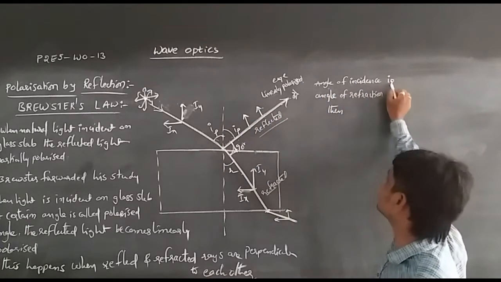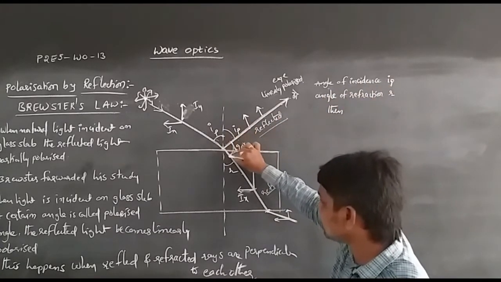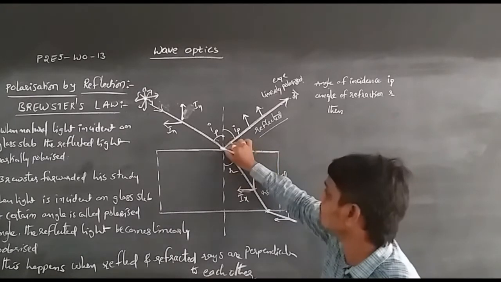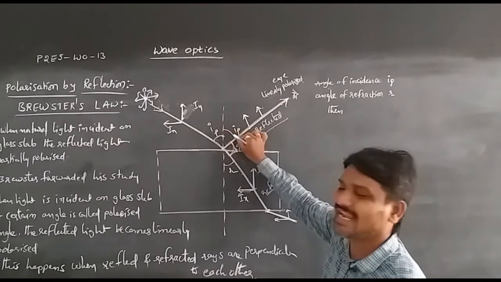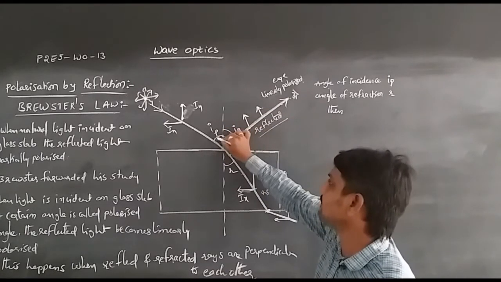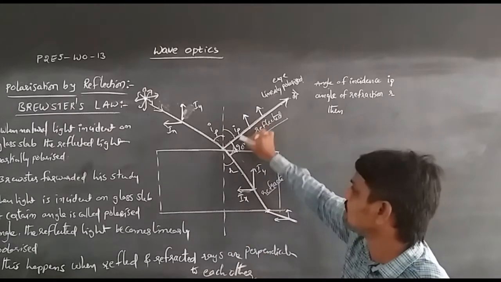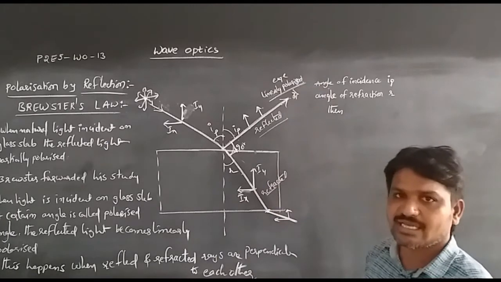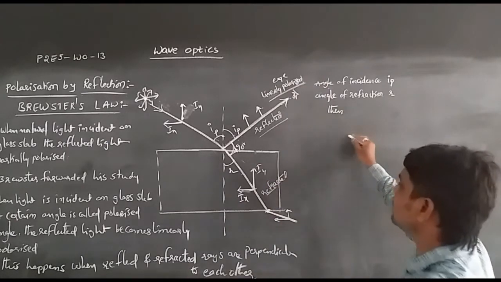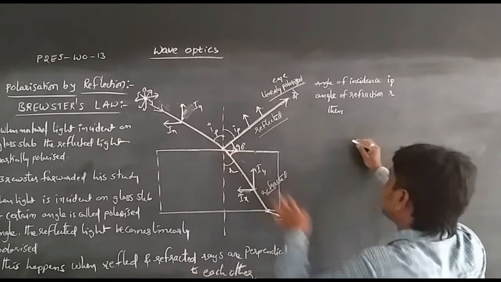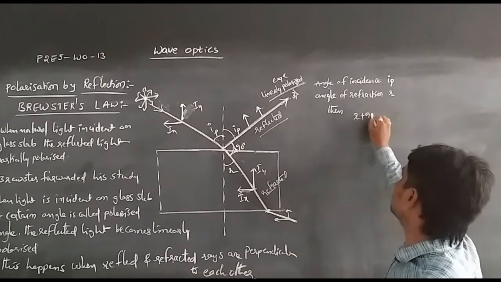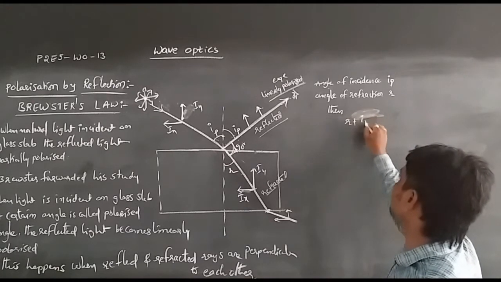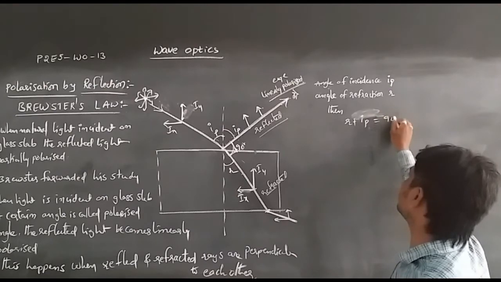The angle of incidence is IP, and the refracted ray follows the actual path shown here, with refraction angle R. The reflected ray has angle of reflection equal to the angle of incidence, IP. Whenever the two rays are perpendicular to each other, the light will be linearly polarized. So R plus 90 degrees plus IP... that is, R plus IP is equal to 90 degrees.